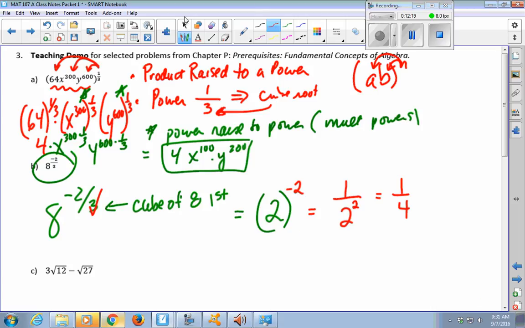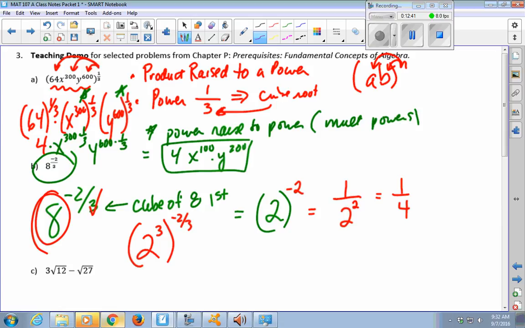I'm going to show you another way to do this that students don't often think about. Anytime your base is a perfect, whatever your root is, so in this case, whenever your base is a perfect cube, because that's the root we're taking, you could rewrite 8 like this. 2 to the 3rd, that's 8.